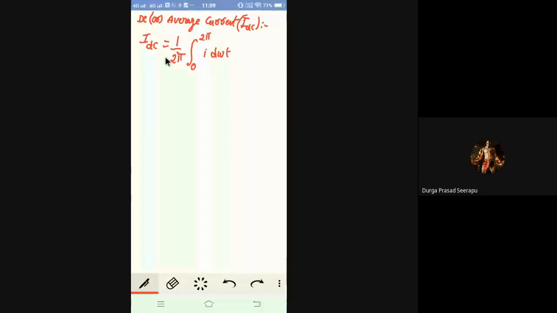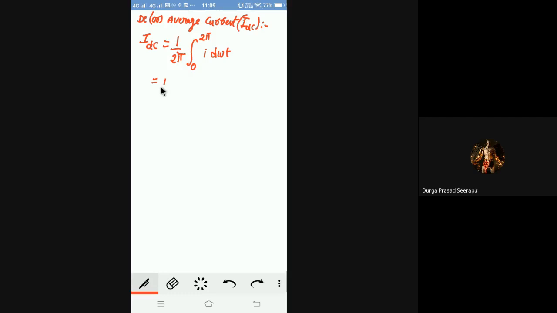So I can write it using the I value of our rectifier. It has one value from 0 to pi, and another value from pi to 2 pi. So 1 by 2 pi. What is our I value from 0 to pi?